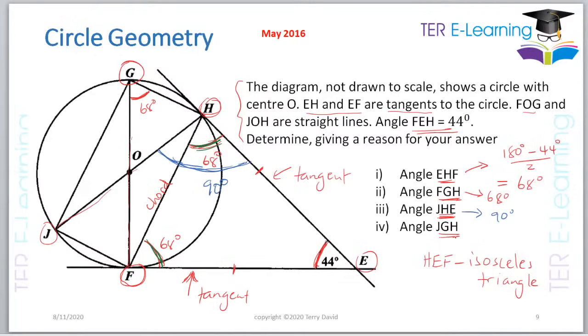So you go to the diagram and you figure out where JGH is. JGH is this angle here. Let me use a different color here. So the angle they want is this angle here. So what is JGH?